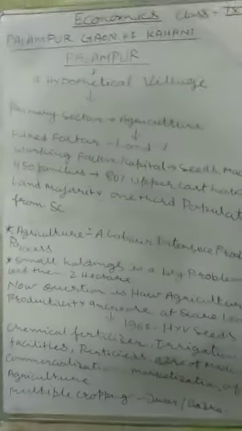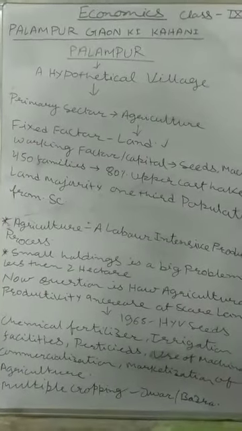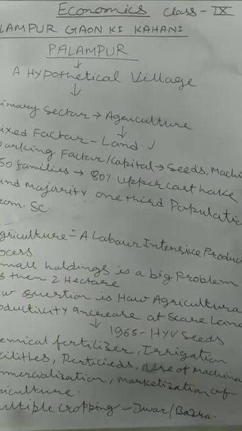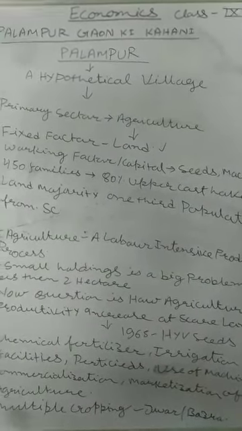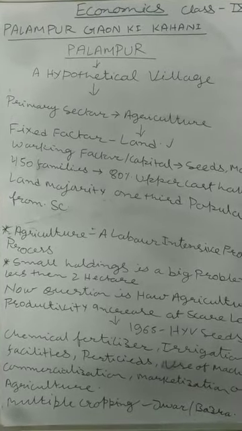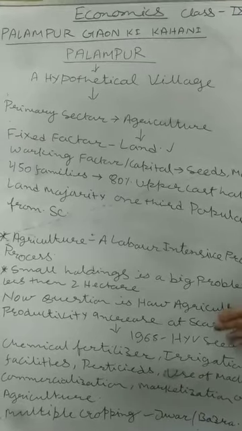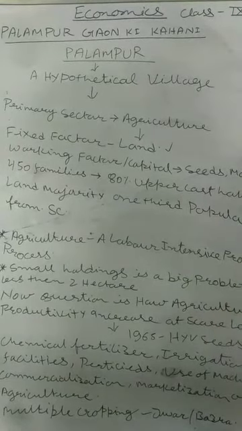In Palampur, there were huge problems in front of agriculture. There was a lack of machinery, a lack of warehouses, a lack of supply chain, etc. And through the Green Revolution, most of the problems were solved.